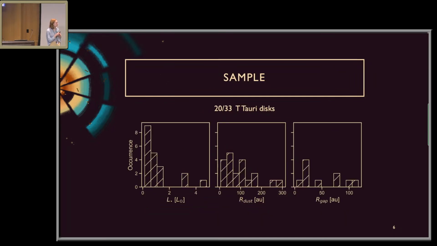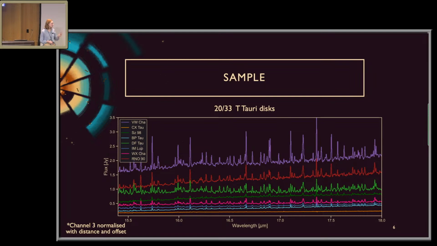So firstly, this is our sample. Currently, we have 20 out of 33 T Tauri disks detected. They have a range of luminosities, a range of dust radii, from several tens of AU all the way out to 300 AU. That's a very interesting disk. It's very large. And we have a variety of gaps detected here at several radii. And already, these spectra have been normalized with their distance. And just taking a first look, you can already see the large diversity in the different waterline fluxes that we are seeing.